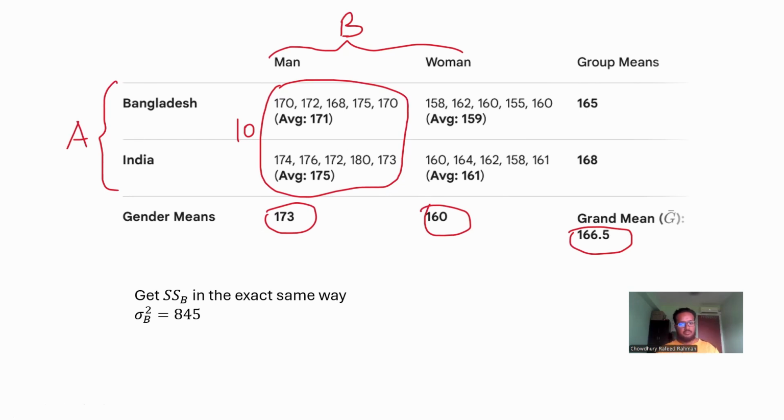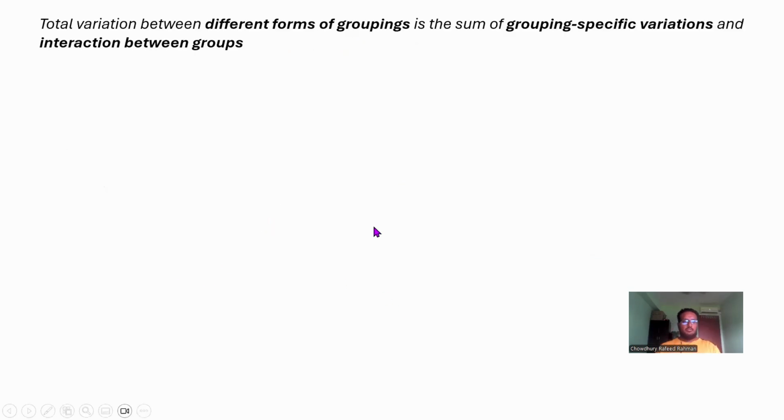Now let's look at SSAB. In order to understand SSAB, we need to understand this line very clearly. The total variation between different forms of groupings. Different forms of groupings means what? It means Indian men, Indian women, Bangladeshi men, Bangladeshi women. Those are the different forms of groupings. It is the sum of group-specific variations, that means country-specific and gender-specific variations, and the interaction between the groups, that means interaction between country and gender, right?